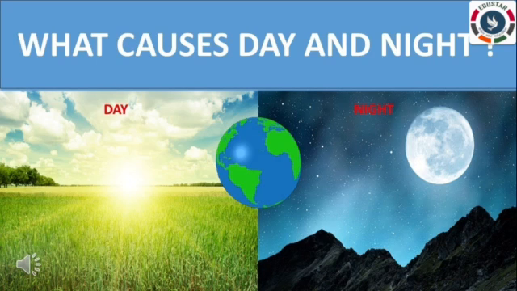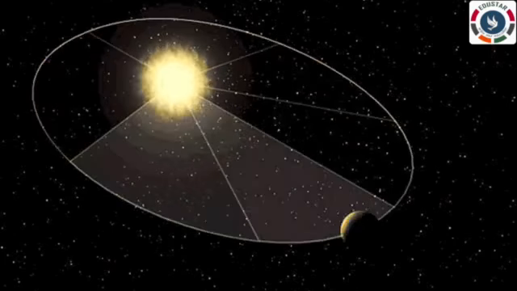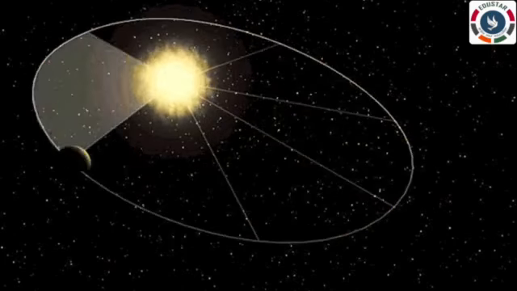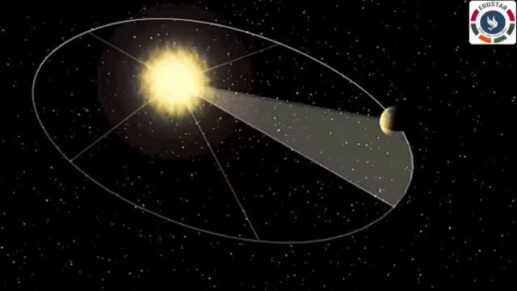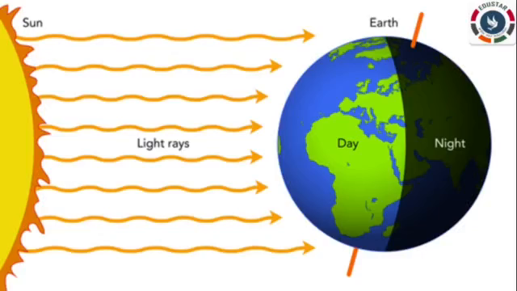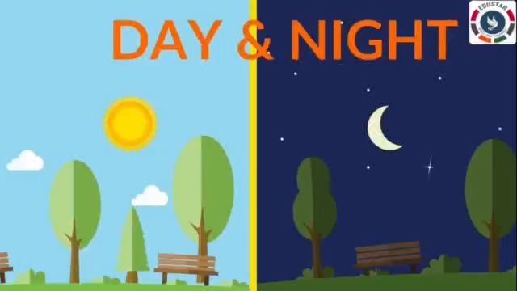What causes day and night? The earth moves on its own tilted axis. This movement is called rotation. It takes 24 hours for the earth to complete one rotation. At any given time, the part of the earth that faces the sun receives light and has day, whereas the other part that is away from the sun does not receive light and has night. Hence, the rotation of the earth causes day and night. Do you understand?